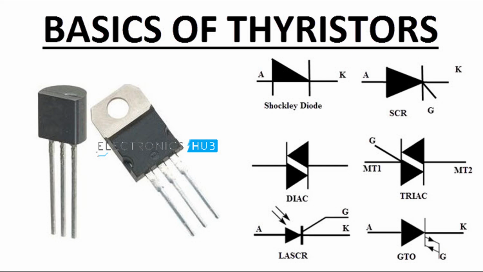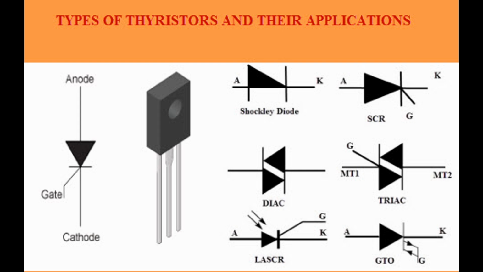Understanding the operation and characteristics of SCSs is essential for designing circuits that require precise control over switching, making them valuable components in various power and digital applications. The light-activated silicon-controlled rectifier, LASCR, is a type of thyristor that can be triggered by light instead of an electrical gate signal. This feature makes it particularly useful in applications where electrical isolation and remote triggering are required.